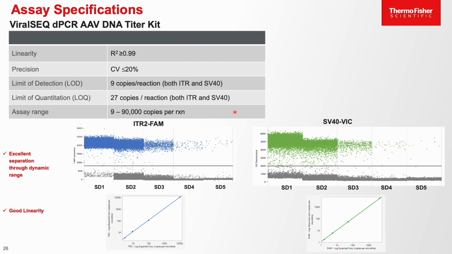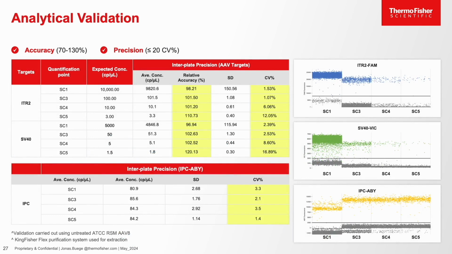The ITR2 is read on the FAM channel and the SV40 is read on the VIC channel. Throughout the different quantitation points, excellent separation is observed, ensuring that the quantitation is accurate and robust. The assay also has an internal positive control that is read on the AB channel, which is a good indicator for assay inhibition. The validation of the AAV assay involved the use of crude ATCC reference standard material AAV8 without DNase treatment and extracted using the KingFisher Flex purification system.